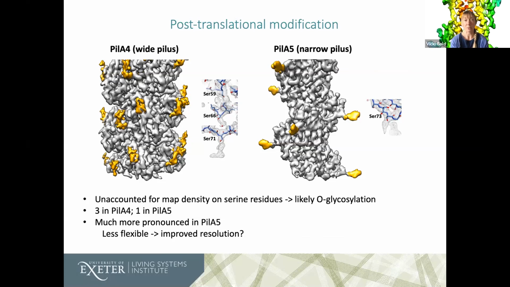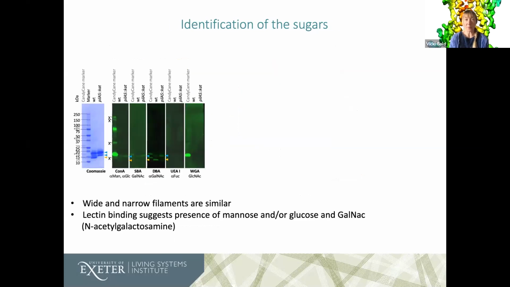But interestingly, we find 3 on PIL-A4 and only 1 in PIL-A5. It was a lot clearer on PIL-A5. It could be because it's less flexible and therefore we have improved resolution here. So we went on to identify the sugars, and first of all we did a lectin binding experiment, which works as follows. So first, you can separate your purified pili on an SDS-PAGE gel. The position of PIL-A4 is indicated with a blue arrowhead, PIL-A5 with an orange arrowhead.